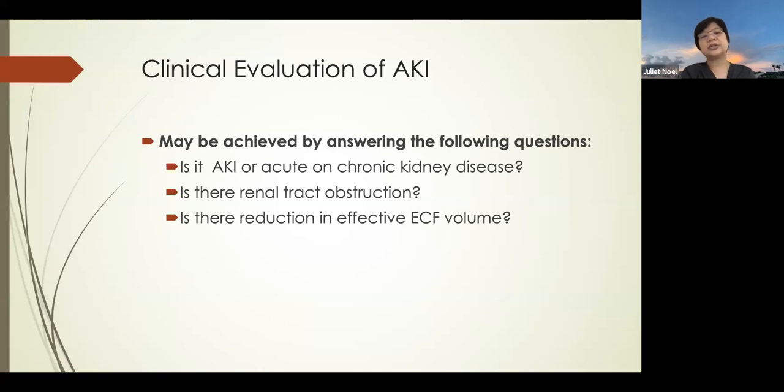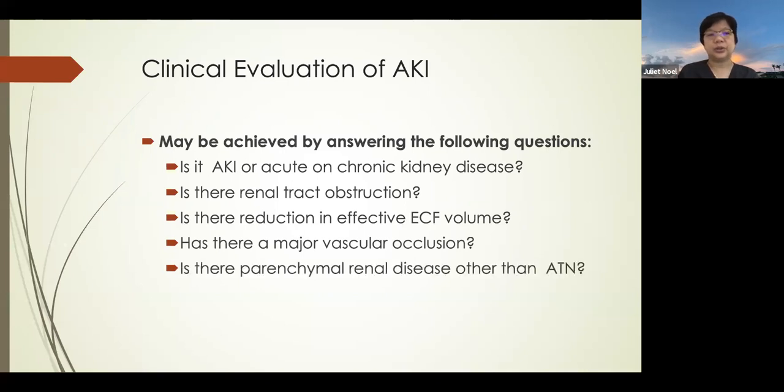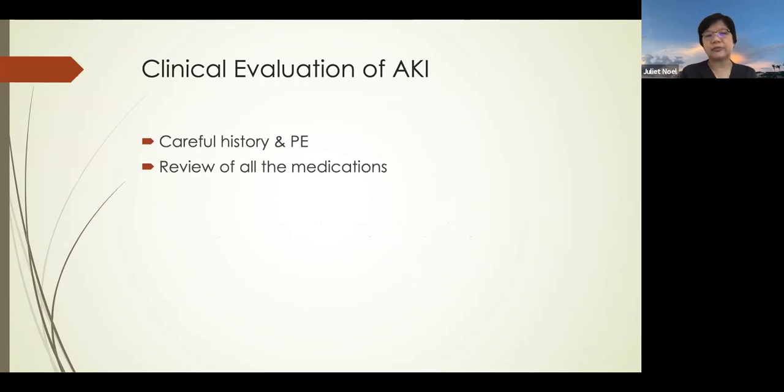Is there a reduction in effective extracellular fluid volume, like in patients with congestive heart failure or in patients with liver cirrhosis? Is there any major vascular occlusion? Is there parenchymal renal disease other than ATN? So those are the things that you would have to look for in evaluating patients with AKI. So a very careful history and PE would help.